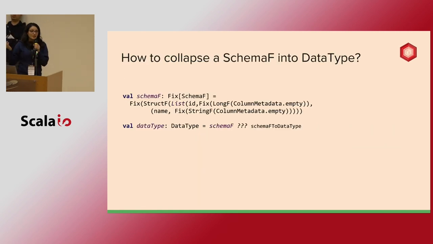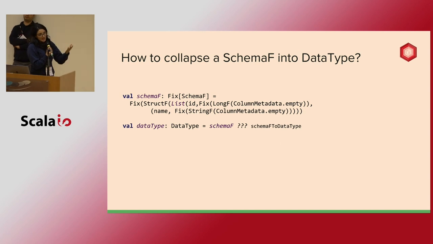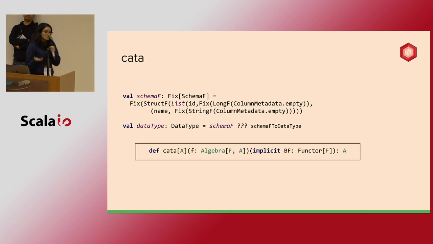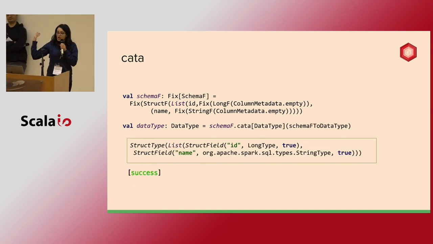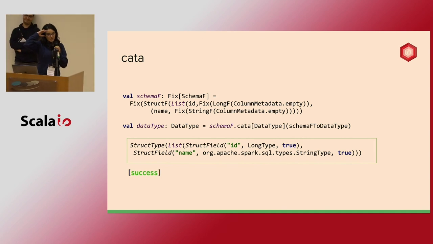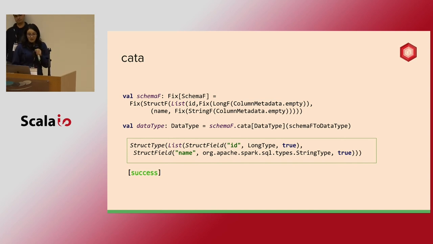So what is the function which will do the recursion for us? We need the function which takes an algebra, which is called kata in Matryoshka. We have a fixed schema F, and we call it with this algebra, and we will get our data type right away.